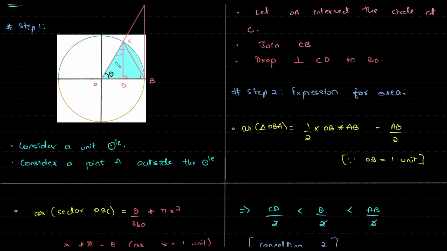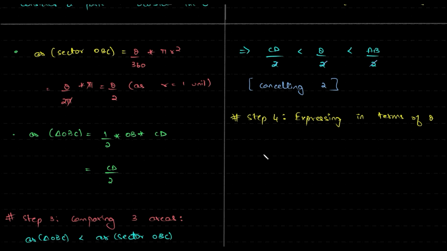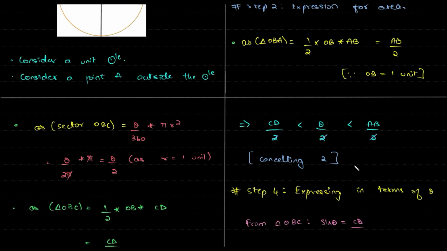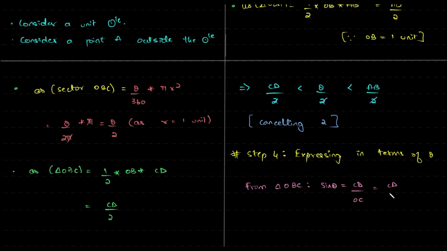If I consider this particular triangle, we are looking at a right angle triangle. CD is the opposite side and theta is the angle opposite to it. The hypotenuse is 1 unit. So from triangle OCD, sine theta is equal to CD by the hypotenuse, which is OC, which is equal to 1. OC is equal to 1 unit.